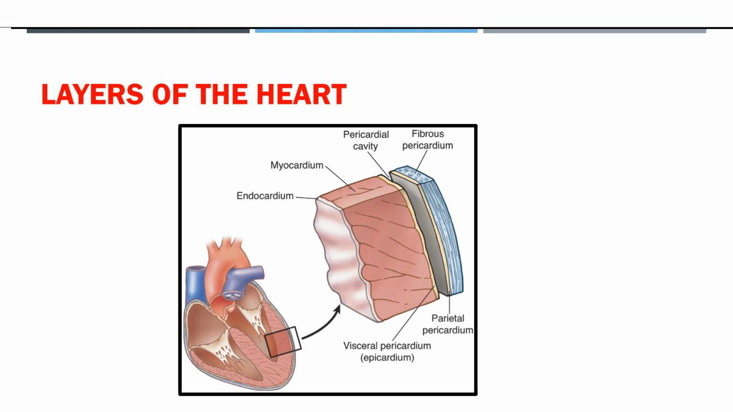The inner layer is the endocardium. It is a thin sheet of endothelium that lines the heart chambers, and it is continuous with the arteries and the valves. So that is about the layers.